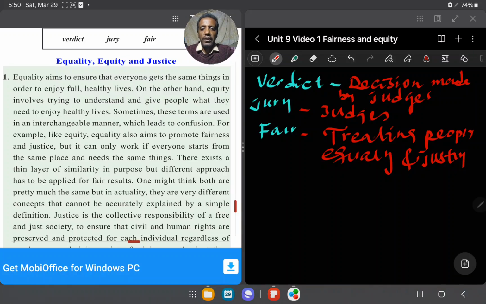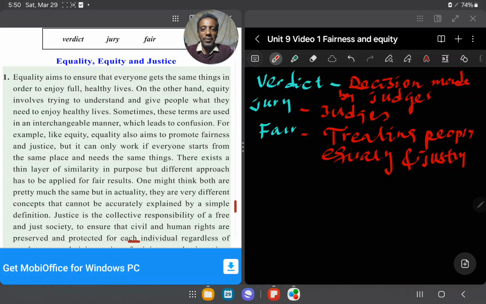Equity means that sometimes the terms are used in an interchangeable manner, which leads to confusion. For example, like equity, equality also aims to promote fairness and justice. Almost similar terms. So don't worry about it.